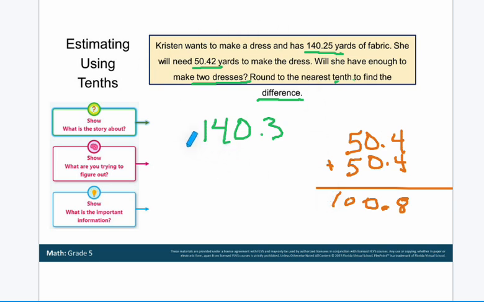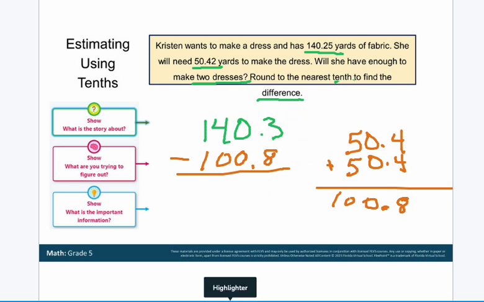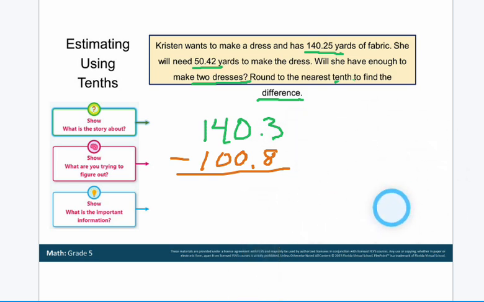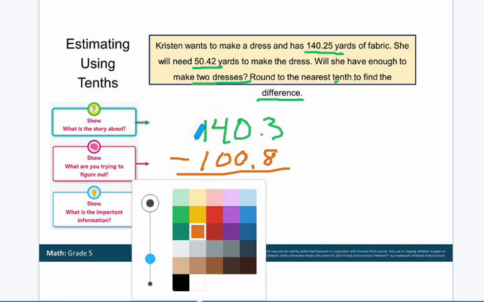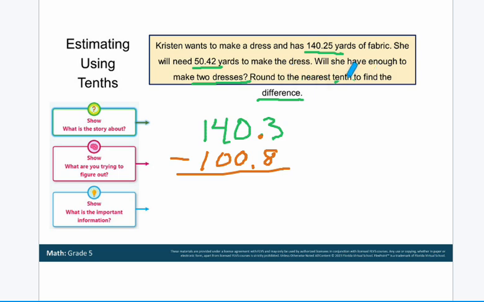Well, now I have to kind of compare and see. Well, I know that I have 108/10. I have to subtract it from 140 3/10. I know that she's going to have enough before I even solve to find the difference. I know this because 140 is bigger than 100. But the question says to find the difference, so I still have to solve.